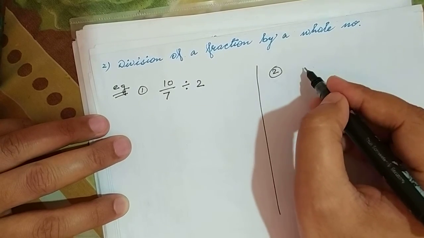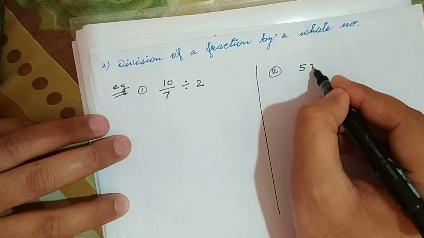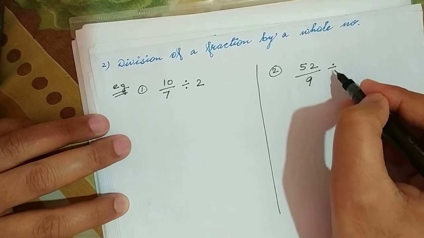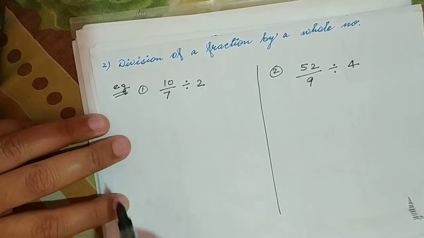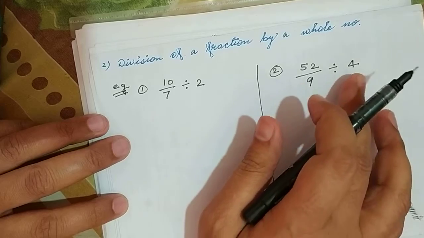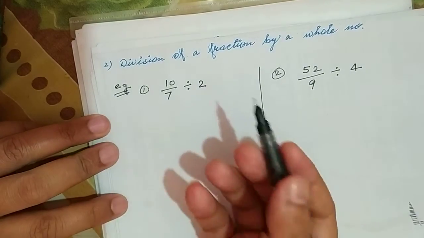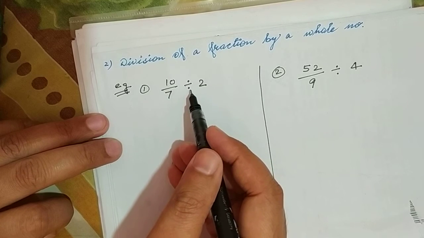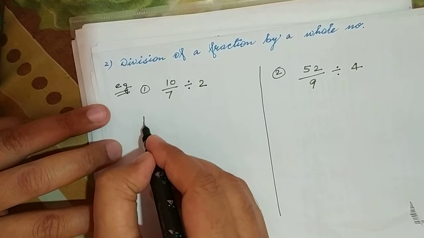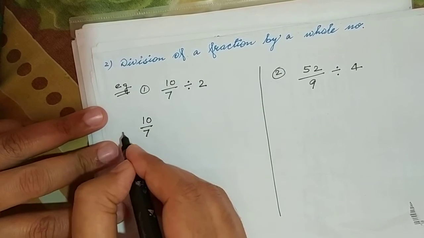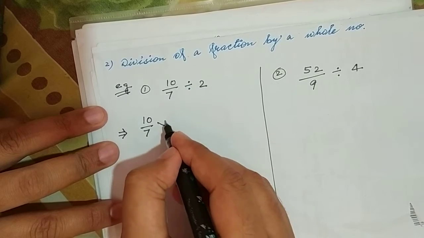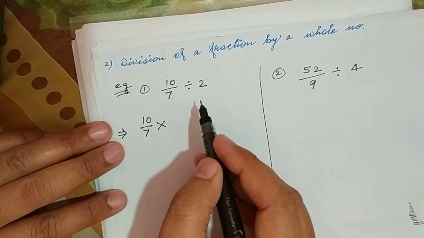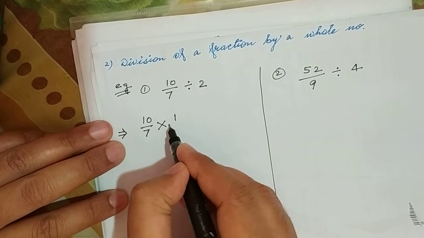One more example. 52 by 9 divided by 4. So this is a fraction divided by a whole number. So simply, as I told you, we change the sign of division into the sign of multiplication. So 10 by 7 into, and then after that we have to write the reciprocal of the next number, that is 2. So here the reciprocal of 2 is 1 by 2.